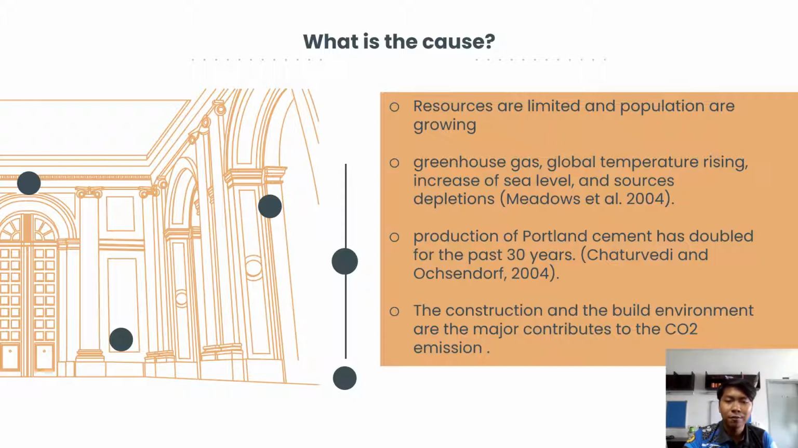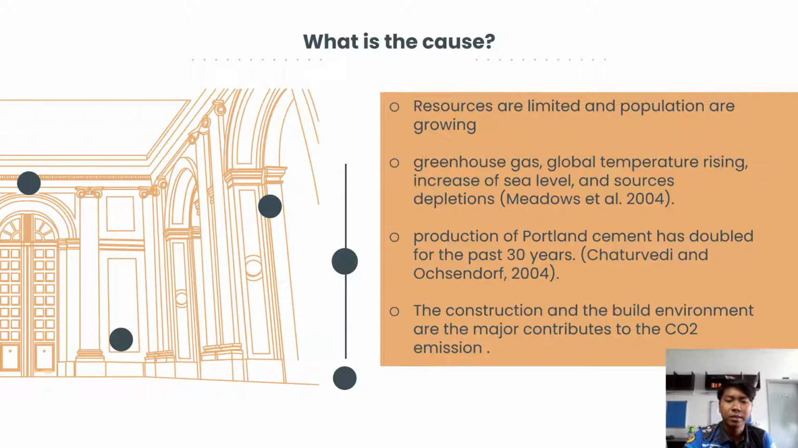The increase of greenhouse gas, global temperature rising, increase of sea level and resources depletion has occurred for the past 30 years and continues to rise according to models. Based on Schattervedi and Oschendorf in 2004, the production of Portland cement has doubled for the past 30 years and it is expected to have this rate in the next century.